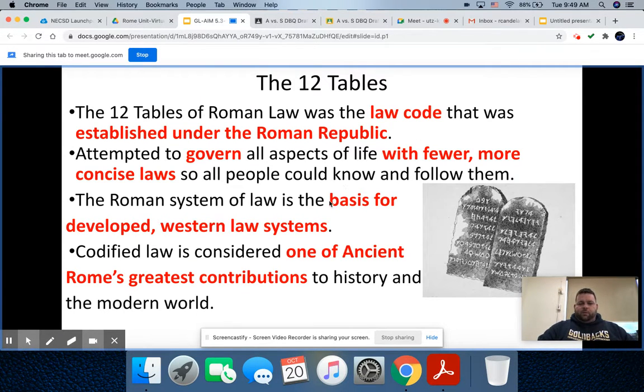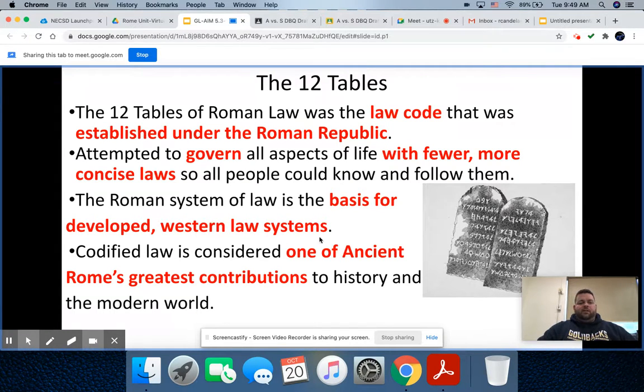So this part here is the important part. The Roman system of law is the basis for developed Western law systems. That's important to know, especially as far as what the state of New York says we should know about this. This is the big one. So if you learn anything from this AIM, let it be this detail: the Roman system of law is the basis for developed Western law systems. You could put a little star or underline it or circle it in your notes so that you know this is the major takeaway.